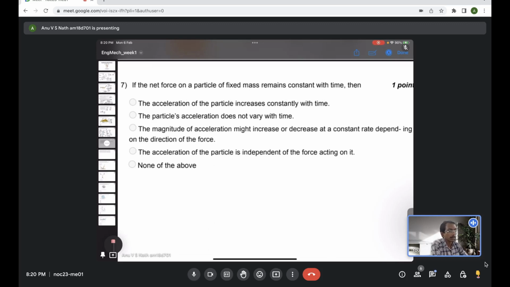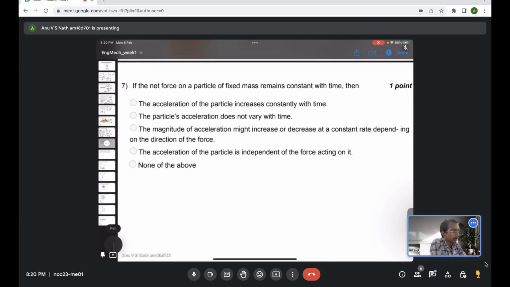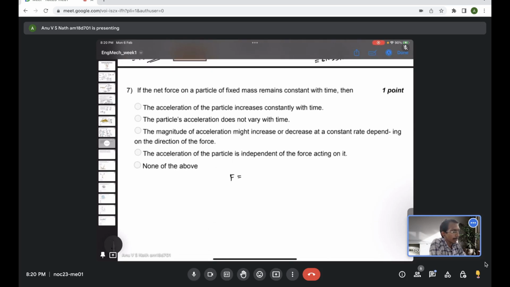So basically it says that the net force acting on a particle of fixed mass is constant. So basically it says that dF by dt is 0. I mean, it's not changing with time, and fixed mass means that dm by dt is also 0. These two statements, is that clear? From the statement given, I can just write these two expressions.